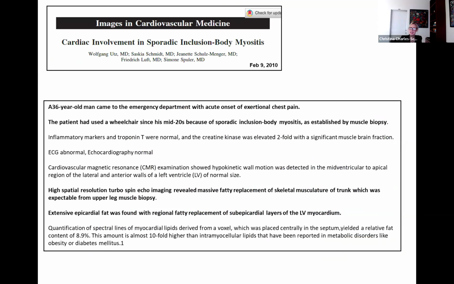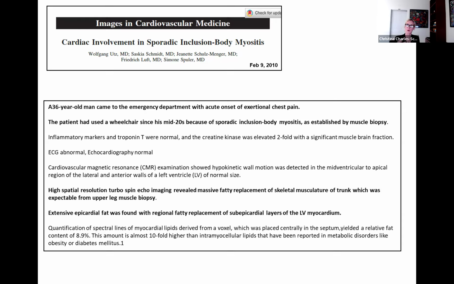Okay, this was a case report. It's interesting. Again, it's an older study. It was a case report of an IBM patient, and I had some issues with it. It's a 36-year-old man who had been in a wheelchair since his mid-20s, which is very atypical for IBM. I presented it because they did do an MRI of the heart. They did find abnormalities. They said he had IBM based on muscle biopsy.